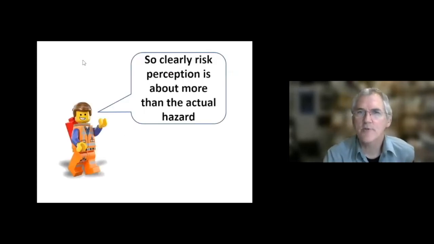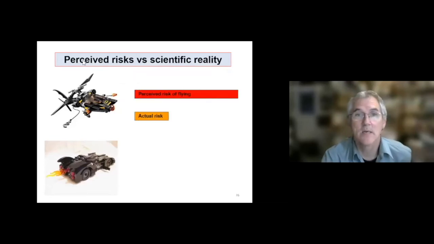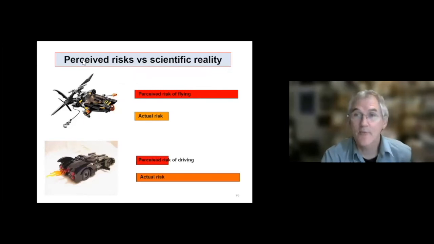So clearly risk perception is about more than actual hazard. So we know about perceived risk versus scientific reality. Perceived risk of flying is very high. The actual risk is much lower. However, perceived risk of driving is quite low and the actual risk is very high.